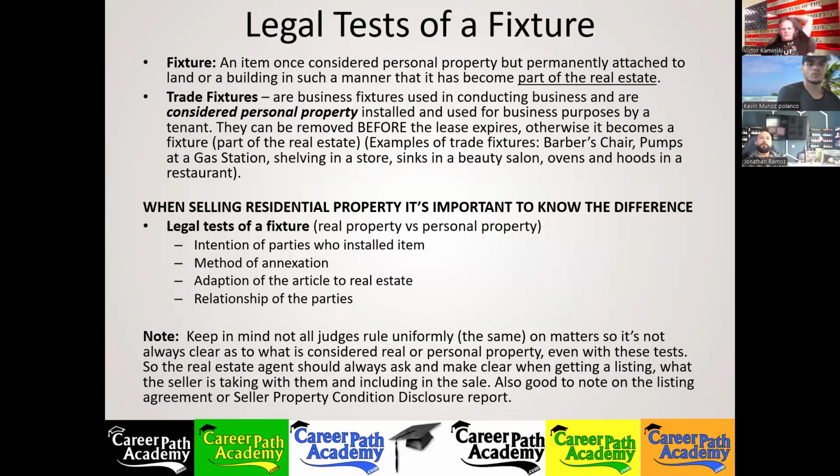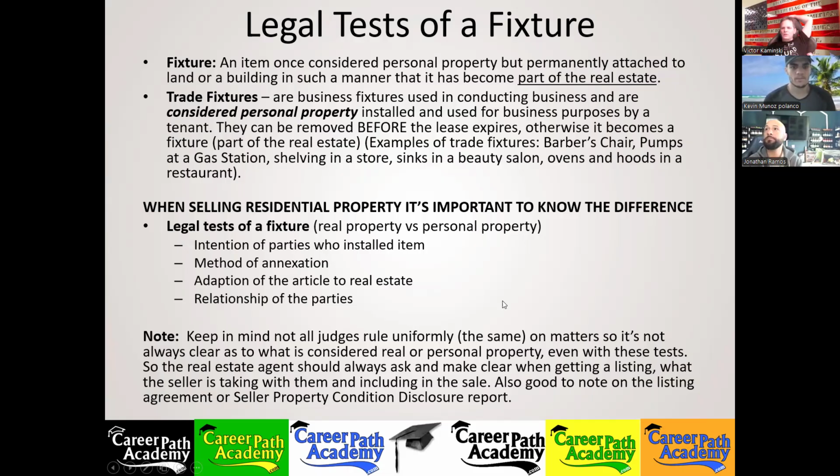And so here's my slide just explaining a lot of the same stuff, what a fixture is versus a trade fixture. And when selling residential property, it's important to know the difference. And what are the legal tests of determining whether an article is a fixture and part of the real estate versus personal property? Well, the intention of the parties who installed the item, the method of annexation, the adaptation of the article to the real estate, and the relationship of the parties. So there you go, clear as mud.